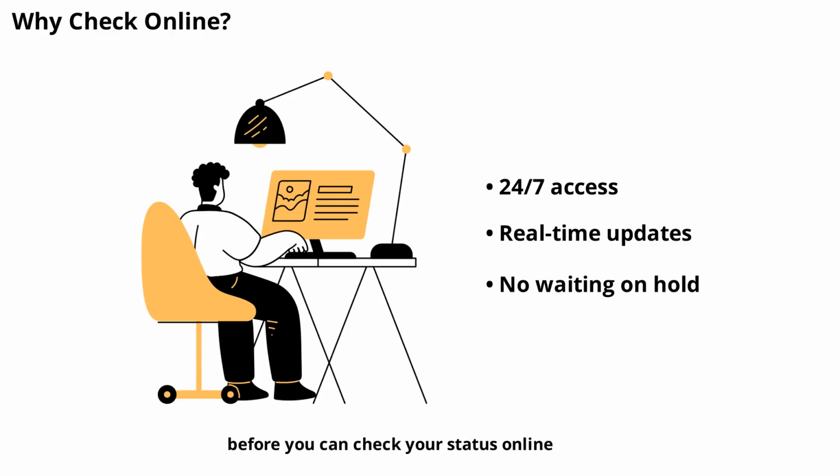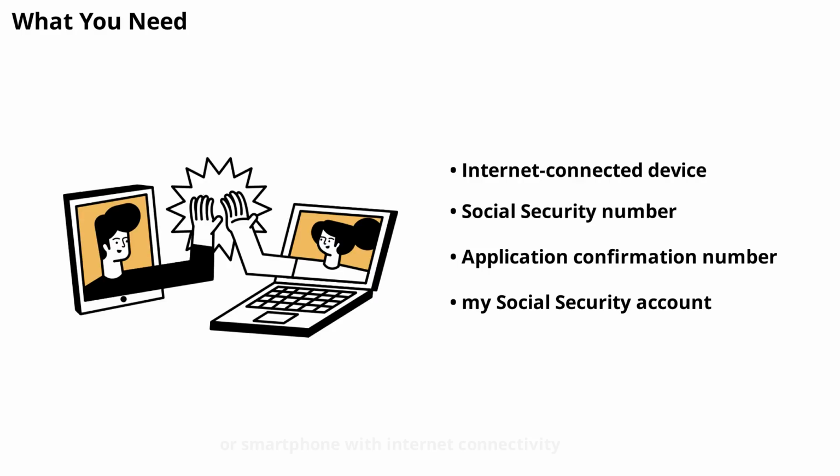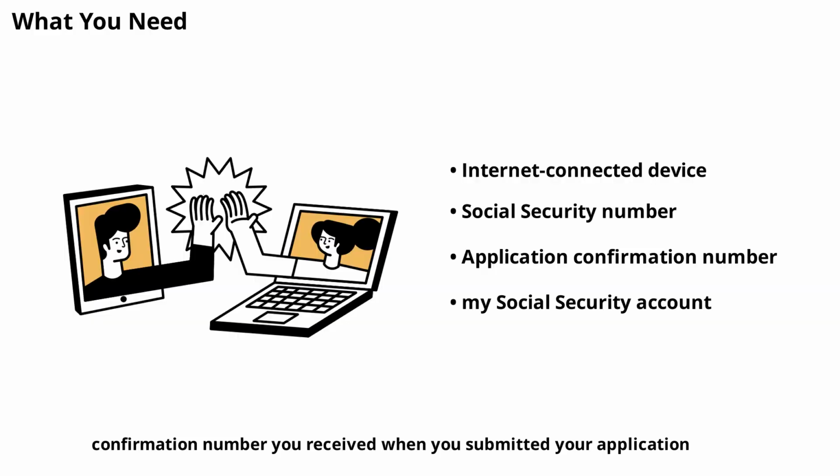Now, let's look at what you'll need before you can check your status online. Before you can check your SSDI or SSI application status online, you'll need a few things. First, make sure you have access to a computer, tablet, or smartphone with internet connectivity. You'll also need your Social Security number and the confirmation number you received when you submitted your application. If you created a My Social Security account, have your username and password ready. Having these items on hand will make the process much smoother.